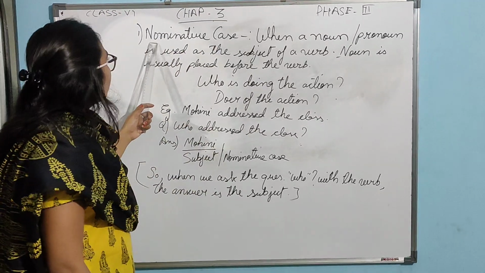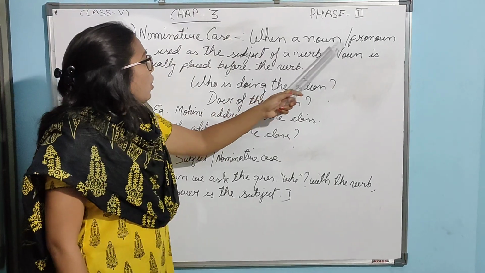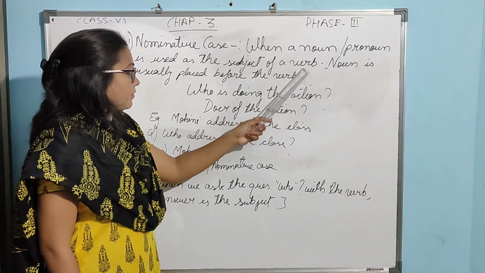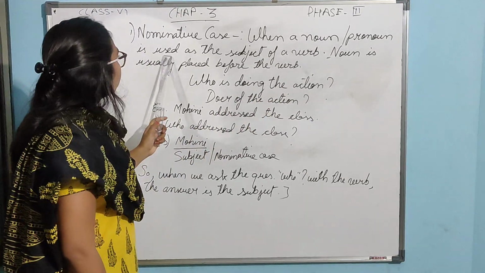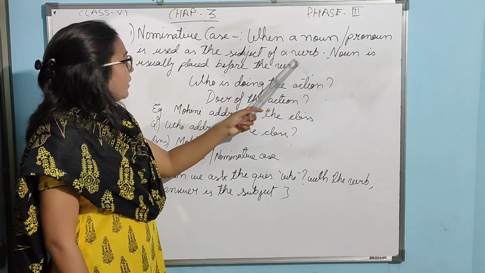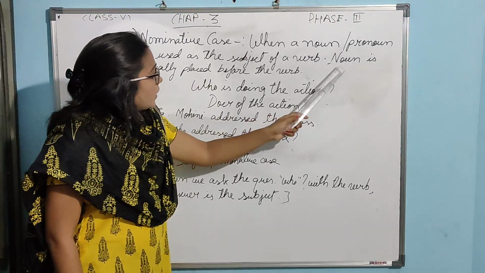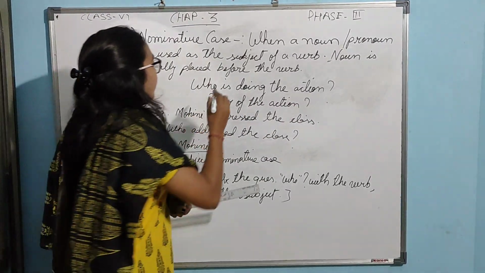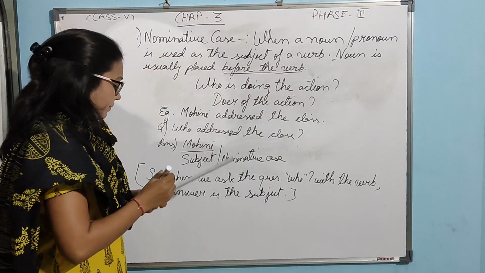First is the nominative case. Look here. When a noun or pronoun is used as the subject of a verb, I repeat, when a noun or pronoun is used as the subject of a verb, it is said to be in the nominative case. Here, noun is usually placed before the verb. In nominative case, noun is usually placed before the verb.